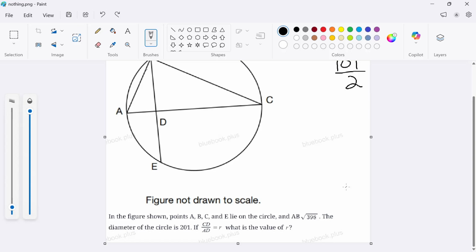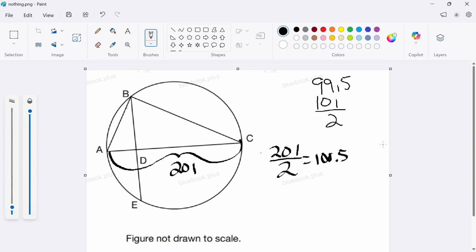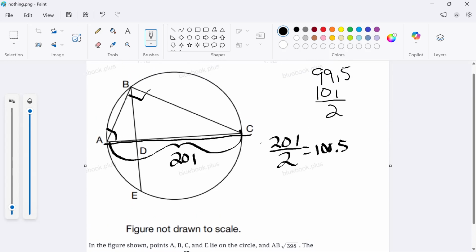as if this is a diameter, and it says the diameter is 201. And then it wants CD over AD equals R, where R is the radius. Well, if the diameter is 201, the radius is 201 divided by 2, equals 100.5. I can also, if this is in fact a right angle, that would make that the diameter. And I can notice angle A.